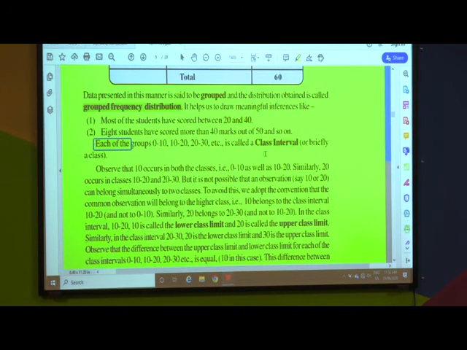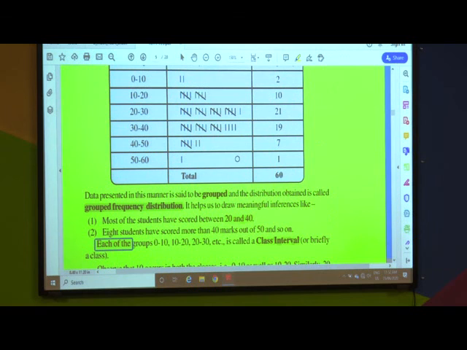Proceeding further, we had studied previously that most of the students have scored between 20 and 40. 8 students have scored more than 40 marks out of 50. You can see here 7 between 40 to 50 and 1 between 50 to 60. A very simple question, children. When the paper is out of 50 marks, how come 50 to 60 has come? You can understand that also. It will be explained to you.